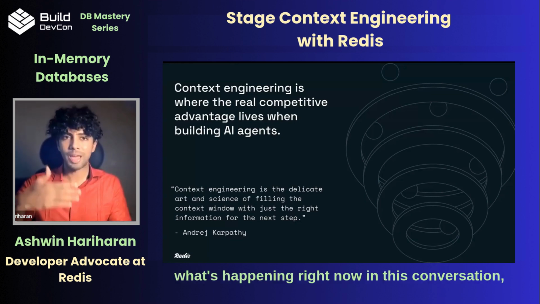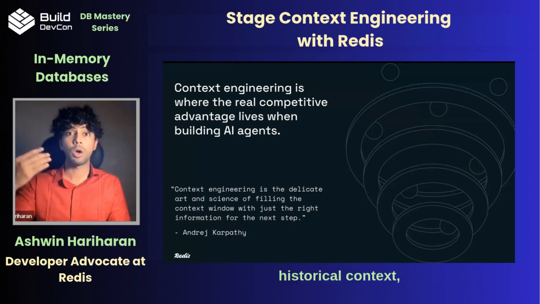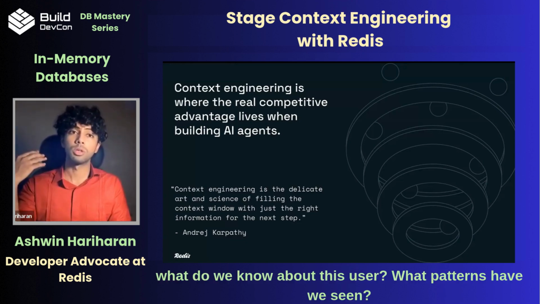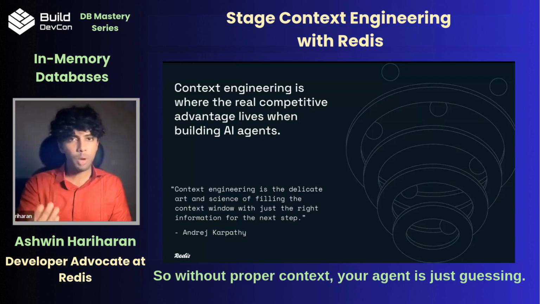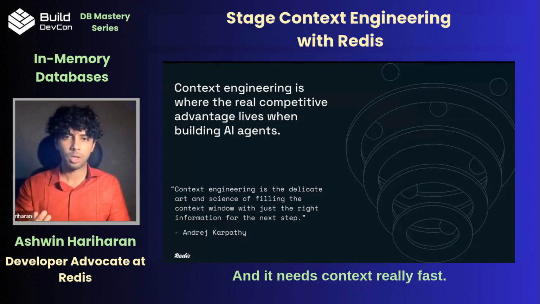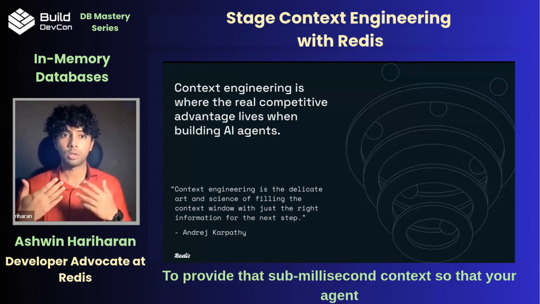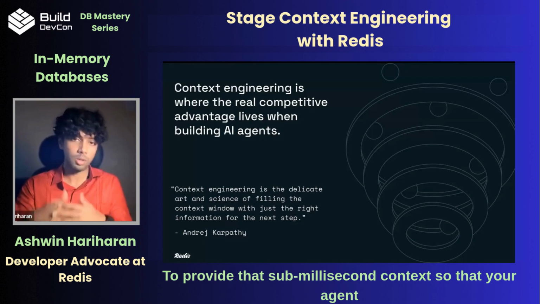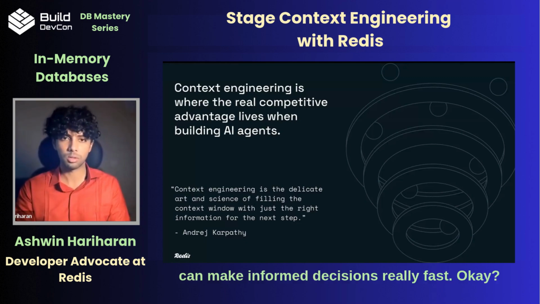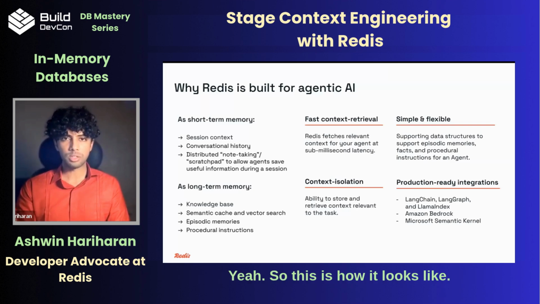Immediate context, what's happening right now in this conversation. Historical context, what do we know about this user? What patterns have we seen? Without proper context, your agent is just guessing. And it needs context really fast. That's why Redis comes into the picture, to provide that sub-millisecond context so that your agent can make informed decisions really fast.